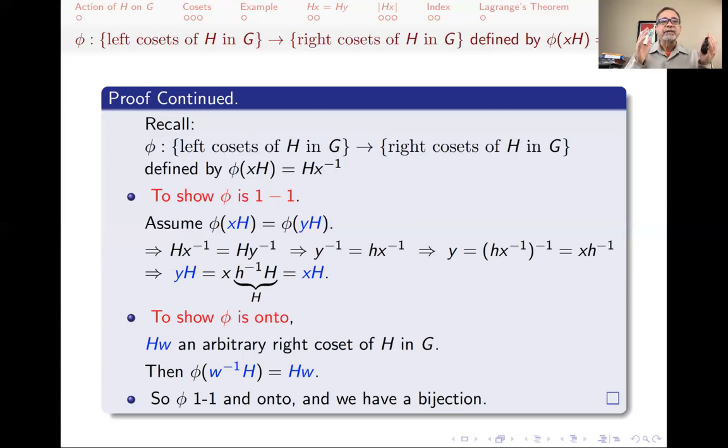And so we proved that the set of right cosets and the set of left cosets have the same cardinality regardless of whether or not we are in an infinite group or a finite group.